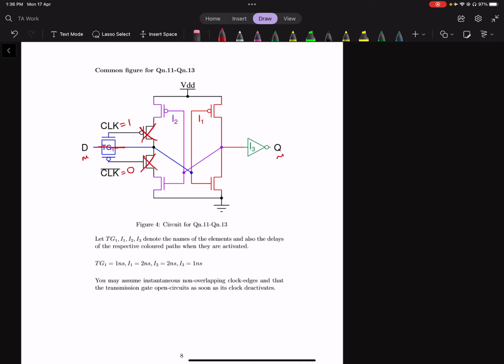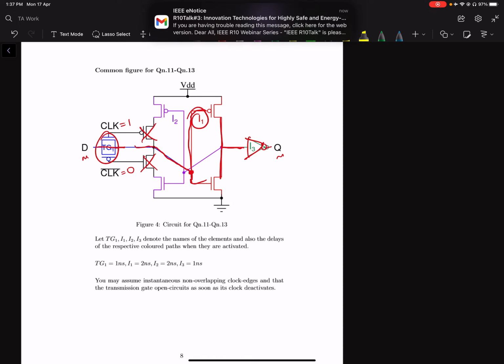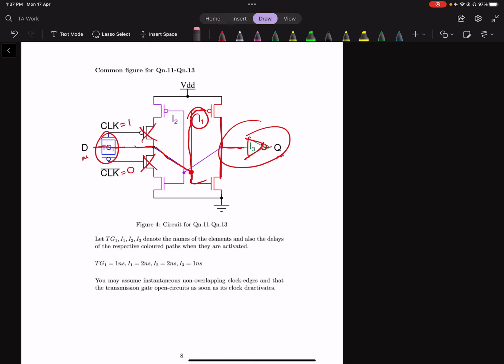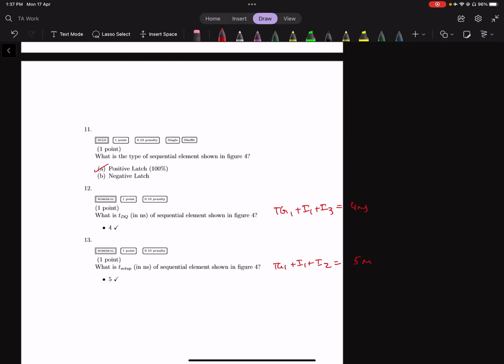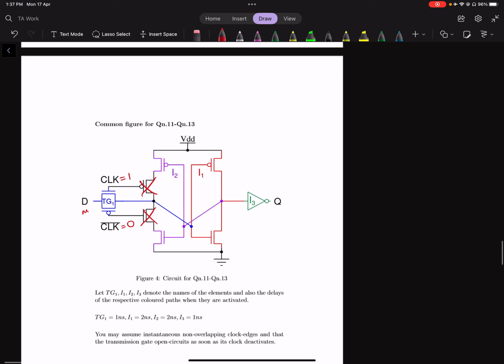So you can just see that this is going to be Tg1 plus I1 plus I3. Just from the elements that are attached, Tg1, and then we follow this to I1, and then we follow that to I3, and then we reach Q. Those will be the delays involved for this positive latch. So Tg1 plus I1 plus I3 is 4 nano. Similarly, the setup time is going to be Tg1 plus I1 plus I2, which is fairly straightforward.